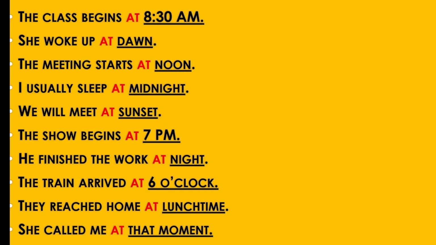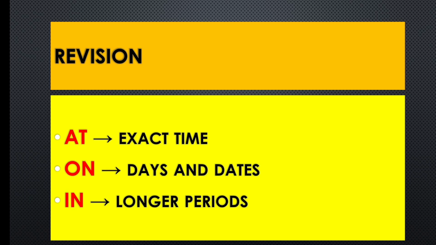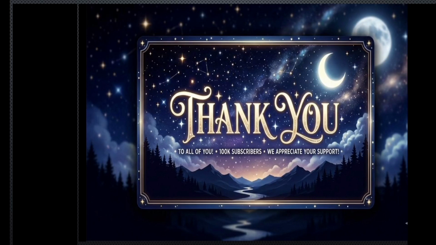So in this way, today we have practiced the prepositions of time, that is in, on, and at. I repeat once again, we use in whenever we are talking about longer periods of time. We use on whenever we are talking about days and dates. We use at whenever we are talking about exact time. I hope all my dear students have understood my explanation in detail.